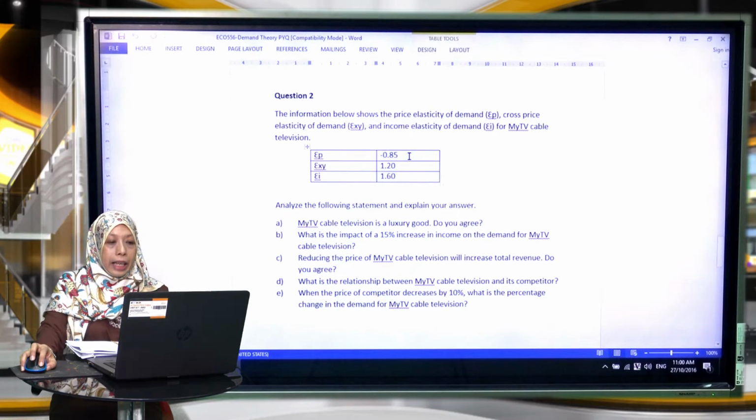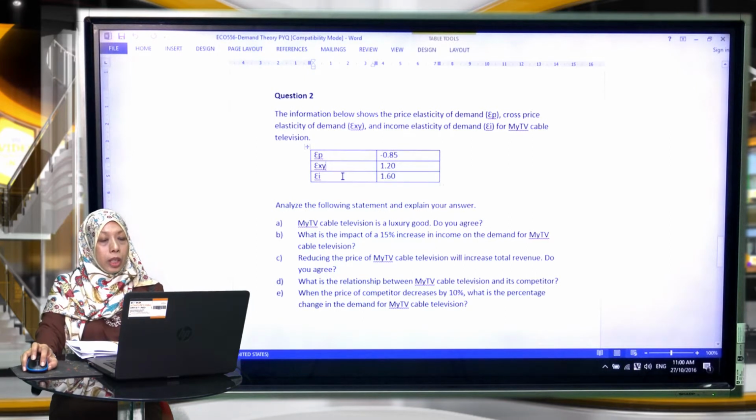Now, EXY simply represents the cross price elasticity of demand. It is given here as 1.2, and income elasticity is 1.6. So you are required to analyze the following statement and explain your answer.